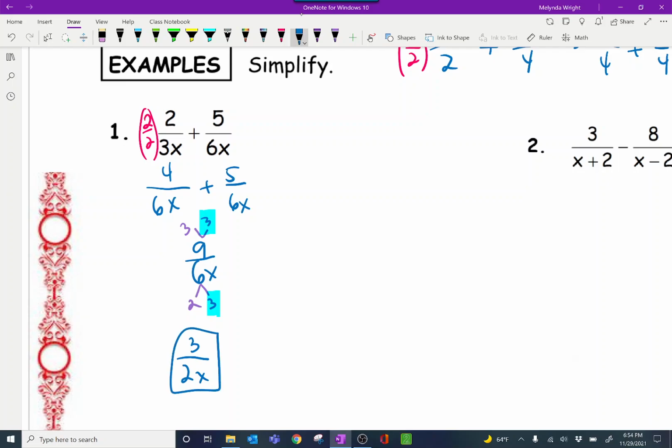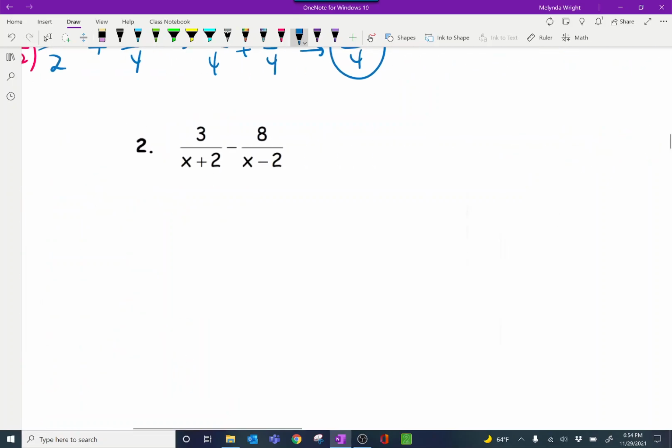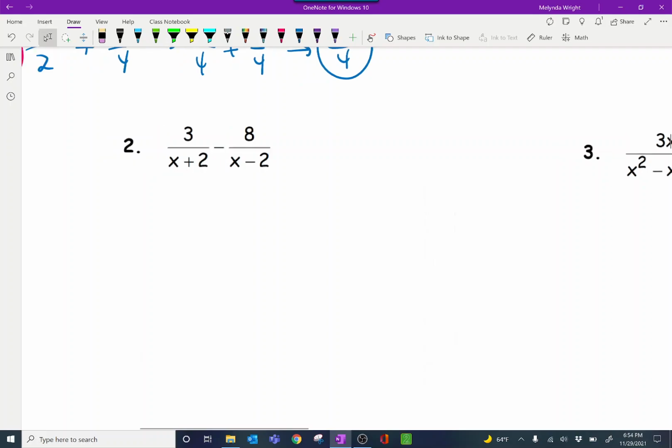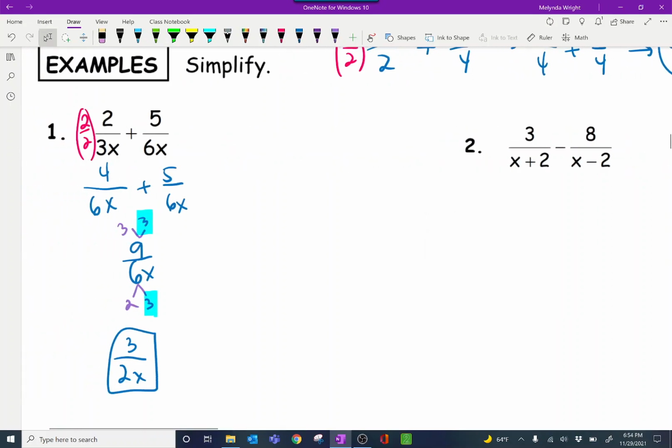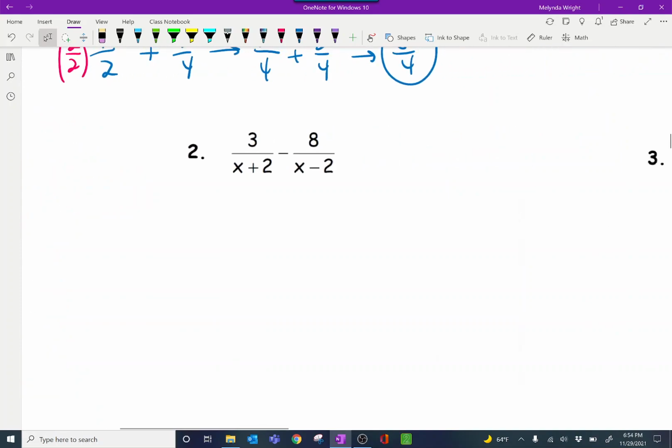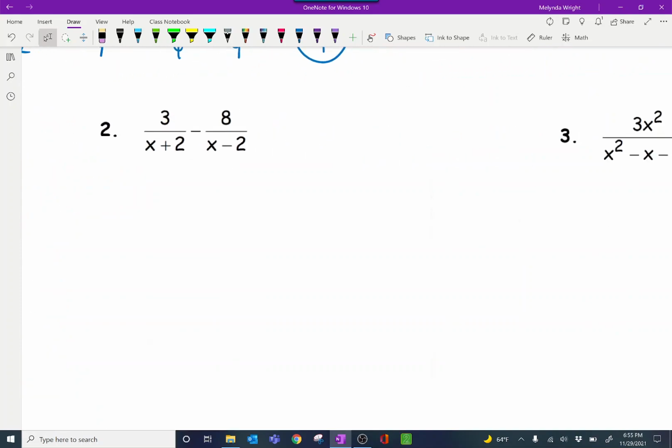Okay, that's our very first one. We're looking at adding these little guys together. Okay, let's move to our second one. Okay, a little bit different. In the first example, I had a monomial in the denominator, just one term. In the second example, I have binomials in the denominator. I have 2 terms, and so it's a little bit more complicated.